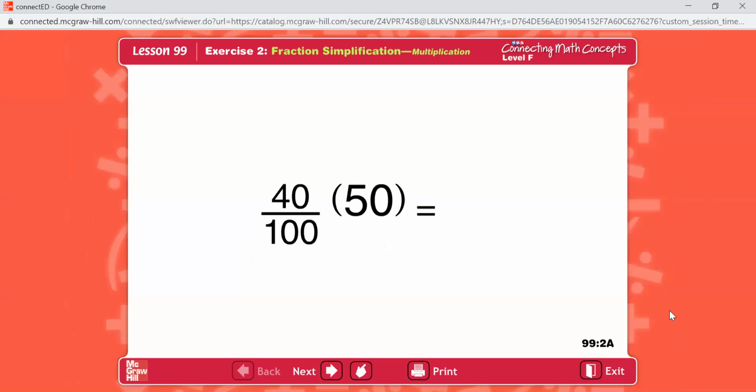So first we cross out zeros in the fraction. We can cross out 1 0 in each number of the fraction. 1 0 in 40, 1 0 in 100. We can also cross out the zeros in 50 and 10. This and this. So we're going to cross out 1 0 here and 1 0 here.